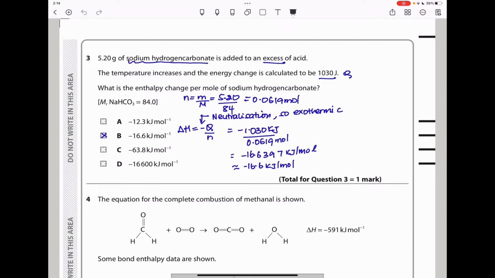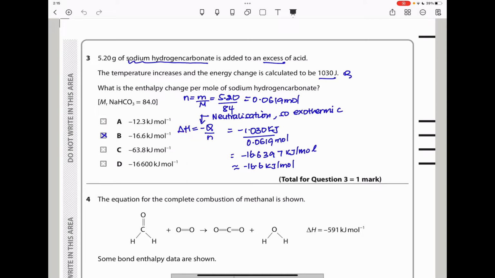So number of moles will be mass divided by the molar mass. The mass is 5.2. The molar mass is given here. You put it there and you get those moles. Since we know that delta H should be negative Q over number of moles, keeping in mind that this Q should be in kilojoules and not in joules, we have to convert that to kilojoules. That is why you divide by 1,000 and you get negative 1.030 kilojoules. When you divide by the number of moles, you will get negative 16.6397 and so on. But to round it off, it comes closer to negative 16.6 kilojoules per mole, and B is going to be the correct answer. The 2 equations I've used here are this one and that one. I used this to find the number of moles, and I've used this equation for enthalpy calculation.